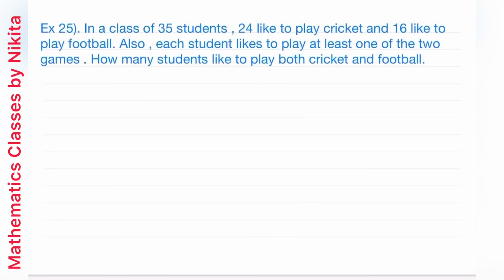Next example, example number 25. In a class of 35 students, 24 like to play cricket and 16 like to play football. Also, each student likes to play at least one of the two games. How many students like to play both cricket and football? So basically here we are talking about two sets, one of students who play cricket and the other of students who play football. So first of all, let us convert this into a mathematical problem.